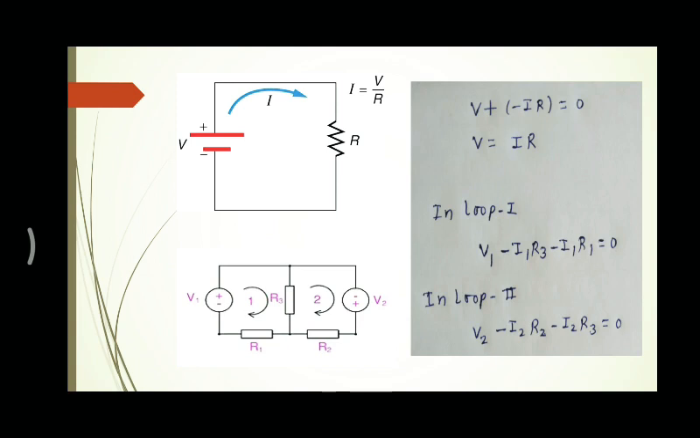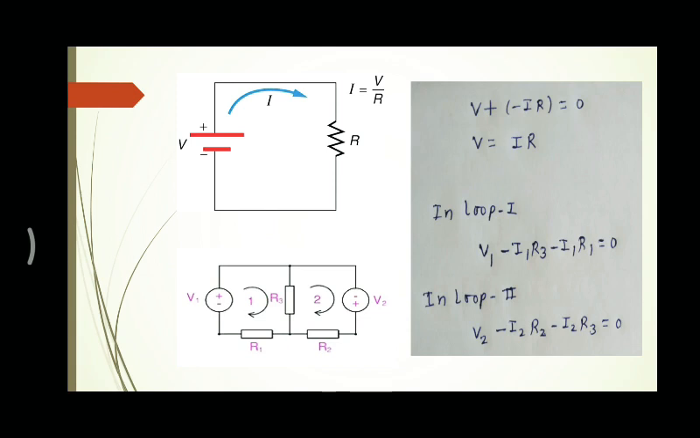Now for using the voltage law, we can calculate here that the battery EMF will be positive V because we are going from the negative terminal to the positive terminal. Now the voltage drop at resistance R will be negative because we are calculating the voltage drop in the direction of current. So our equation will be V is equal to IR.